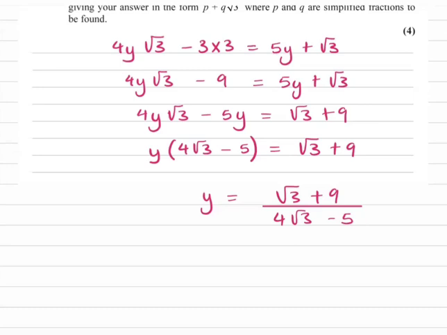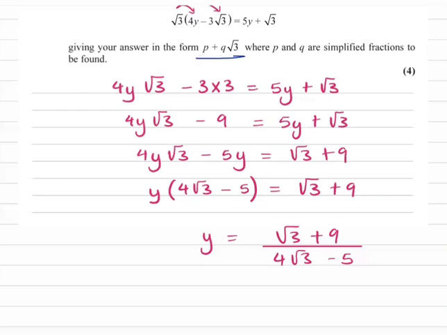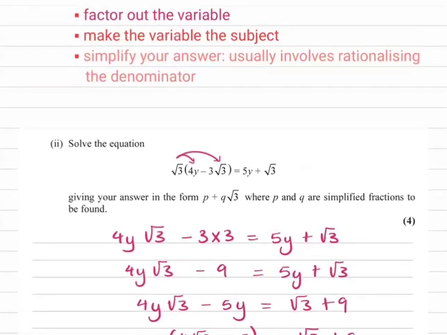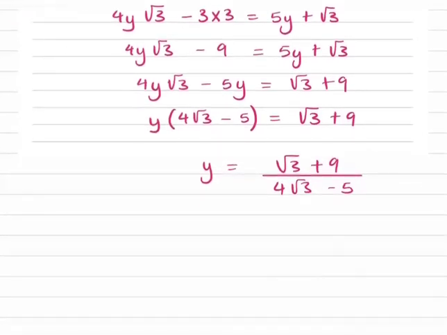I am done as far as solving for y is concerned, but the answer should be in a specific format. So our answer should be in this form, and our answer doesn't look anything close to that. So we are going to have to simplify. As we said, our last step is always to simplify your answer, and usually involves rationalizing the denominator. So we are going to rationalize the denominator.